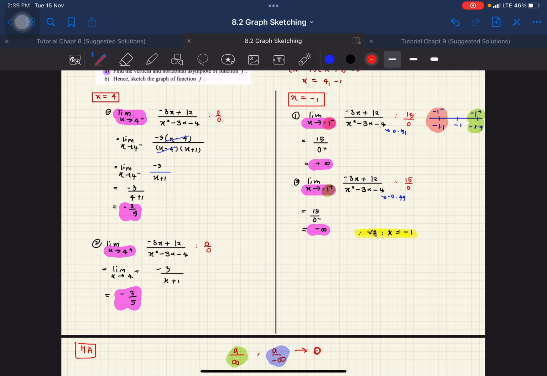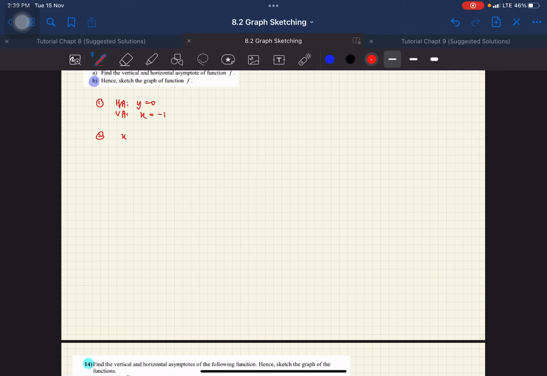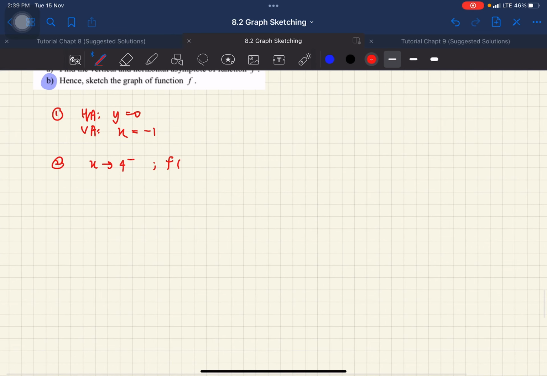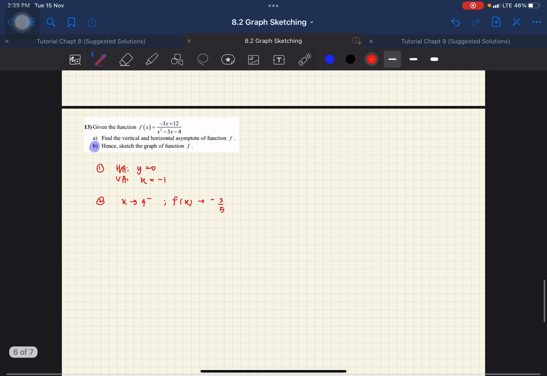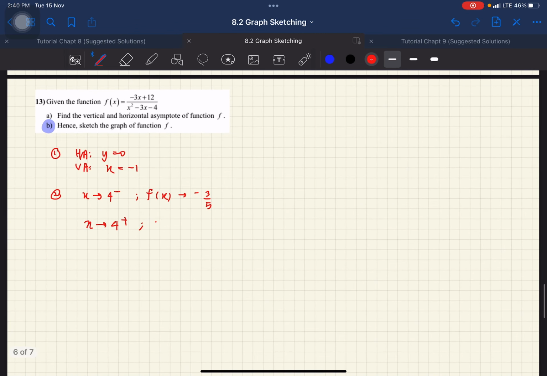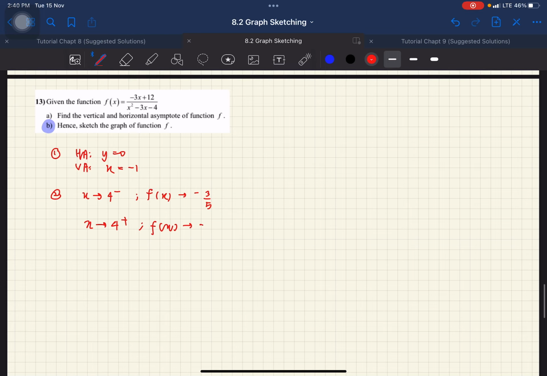So the first one is x approaching 4 from the left. So kita ada x approaching 4 from the left. So nilai fx saya tadi dia pergi negative 3/5 tak silap saya. Let's take a look back. Negative 3/5. Yes, betul. Okay, and then the second one saya cari tadi x approaching 4 positive. Okay, so I will get fx approaching negative 3/5 as well.